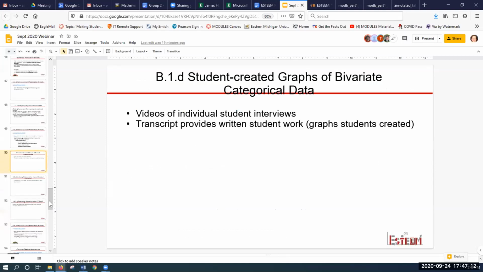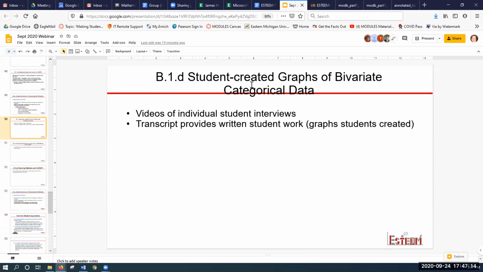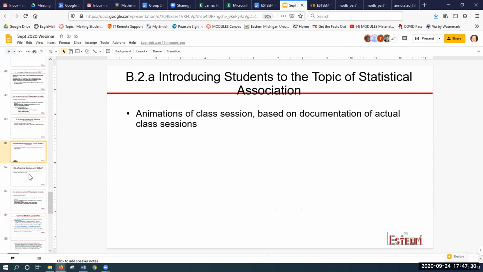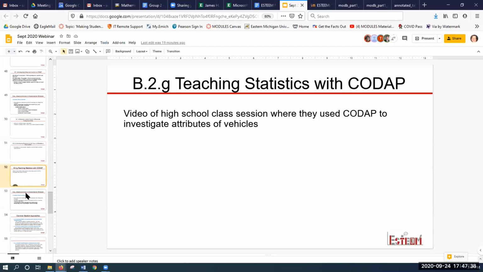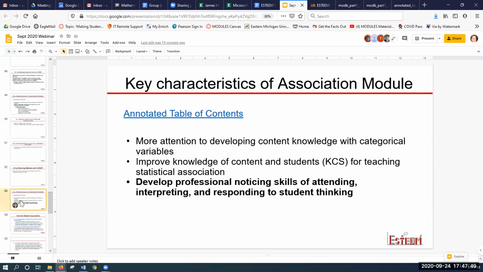Just to talk through what some of these look like. In B.1D, we learn what students do when they're asked to graph categorical data, when they're coming up with their own graphs. What do they naturally gravitate to? We get videos of the work, and their transcript shows what are the graphs that they actually made. We make an animation of a class session about students learning about line of best fit. We also have a video in B.2G where a whole class session is using CODAP to investigate vehicle data set. And that's another data set that our pre-service teachers work with themselves.